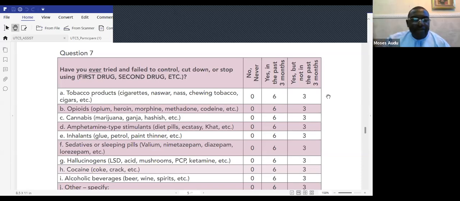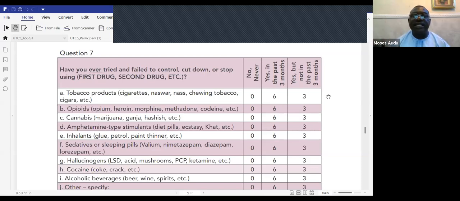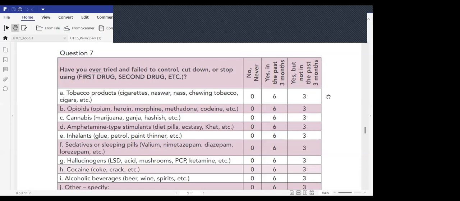What about your use of cannabis? Have you tried? Sorry, we didn't hear the response to opioid use. No, he said never, never. He said never. That of opioid use has been consistent, never. Thank you. Yeah. So sorry, George.